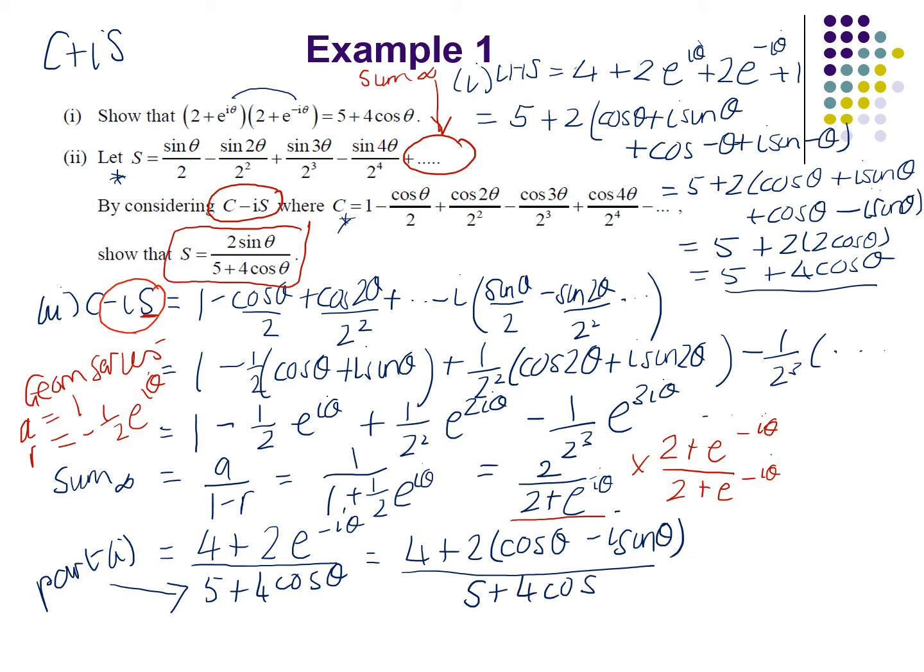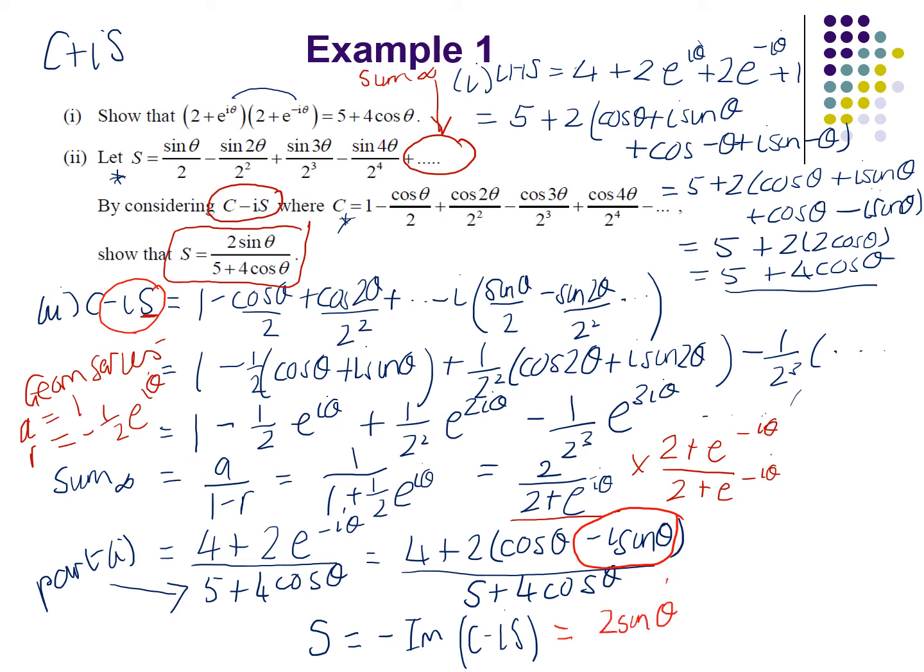Okay. So now S is minus the imaginary part of my C minus iS. Let's have a look at my expression. Let's find the bits that have i's in them. It's this bit here. It's got a 2 out the front as well. Okay, so minus the imaginary bit is going to give us 2 sine theta.